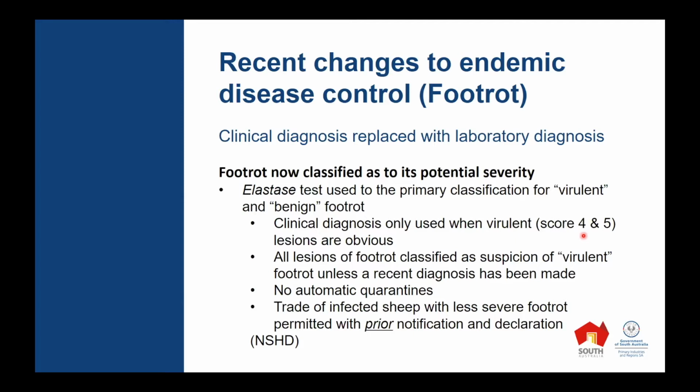Trade of sheep infected with the less severe strains of foot rot will be permitted, but it will be on notification. So, you know, there's plenty of feedlots that will take lambs that have been exposed to foot rot, grow them out for slaughter at no risk to anyone else. And we see that as a reasonable thing to do for people who still need to trade sheep when they get an infection. However, they'll need to let the people purchasing them know that they've got it, and they'll need to declare it on the Sheep Health Declaration.